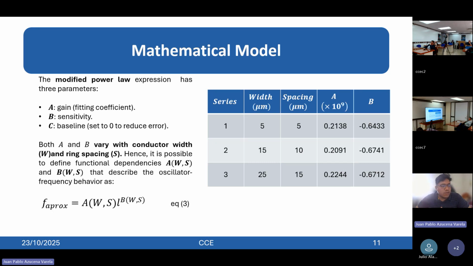Here, we have troubles with these results because the results in the table show that the relationship between parameters A and B is not very sensitive to the dimensions W and S, but it's also possible to generalize a relationship. We are working in this part.